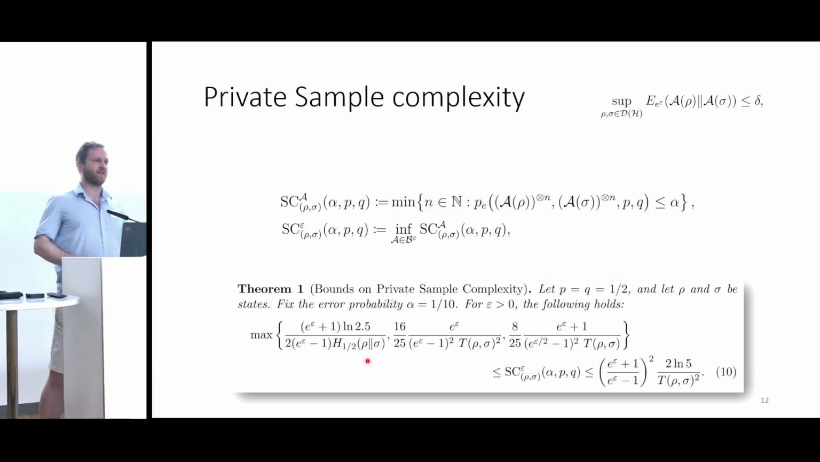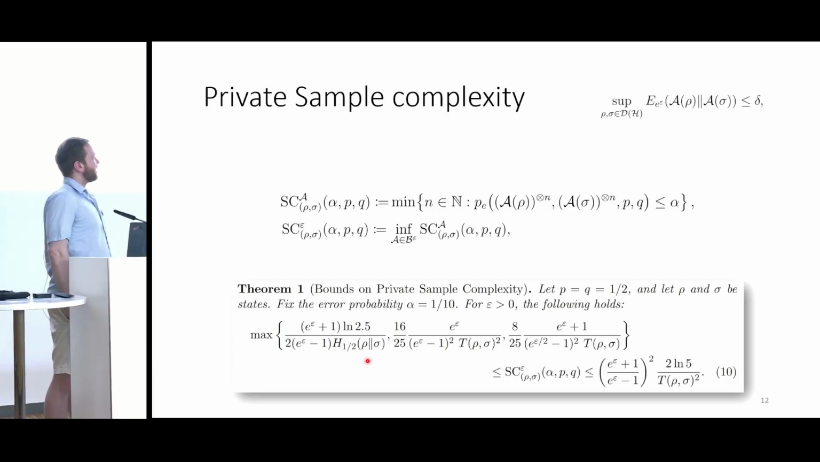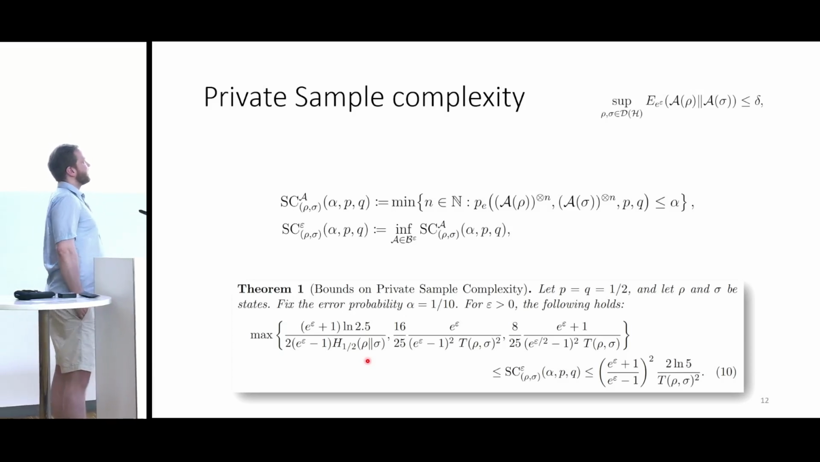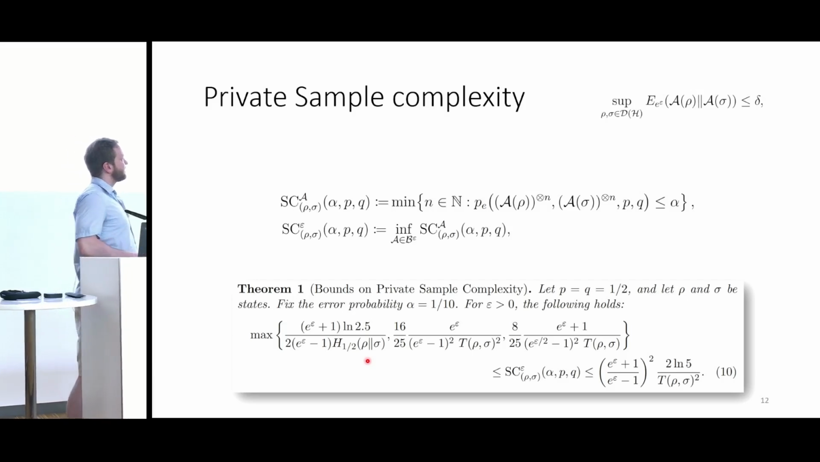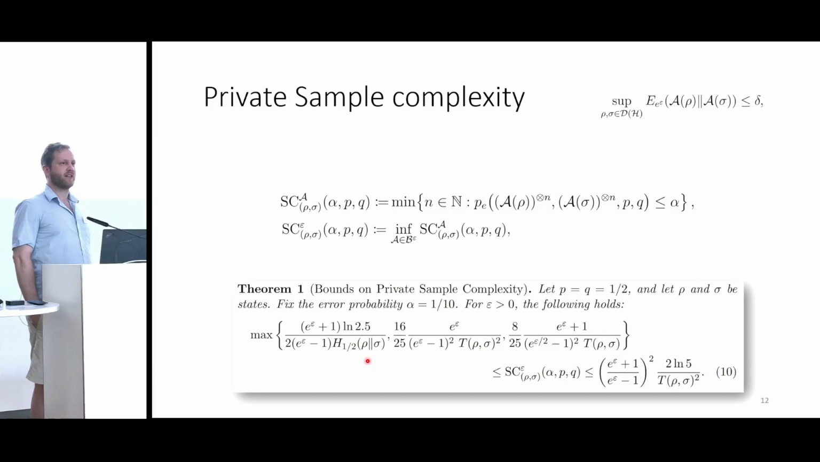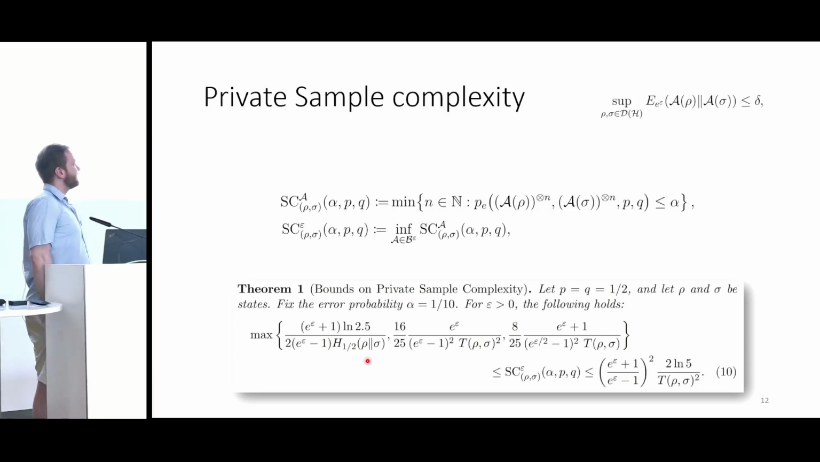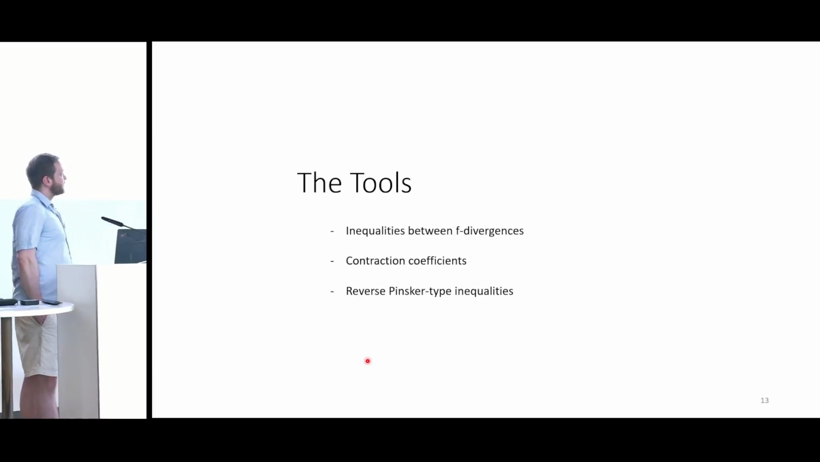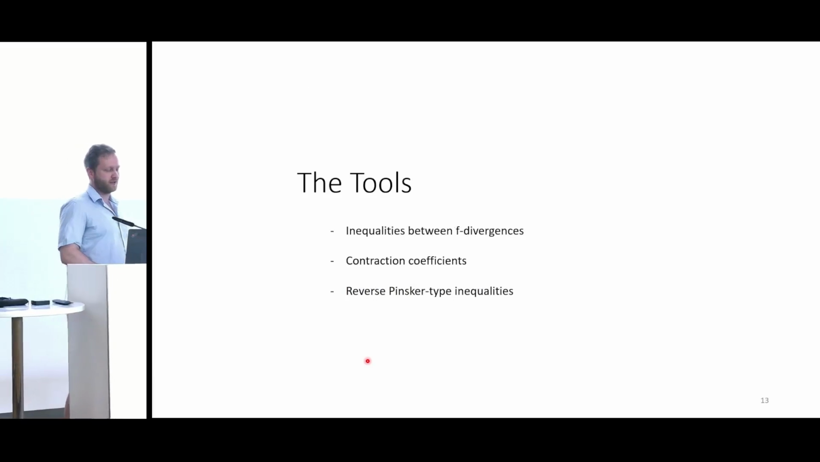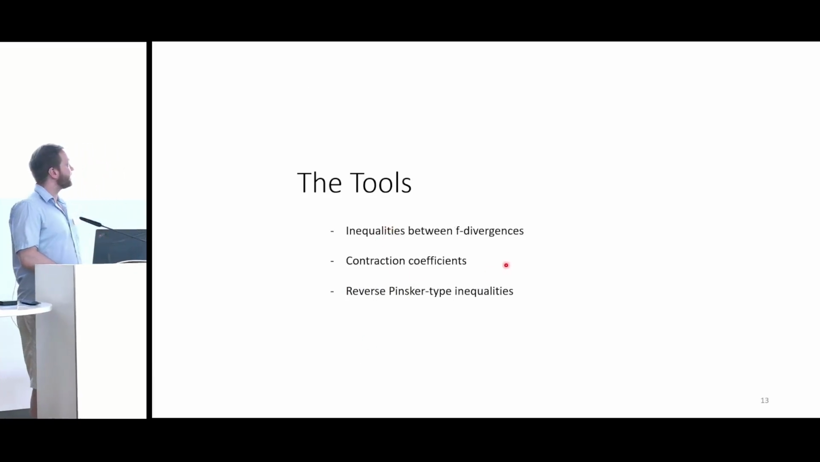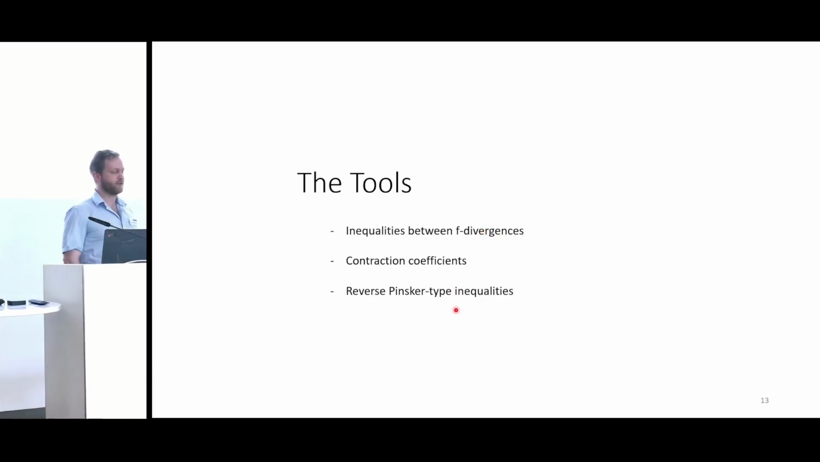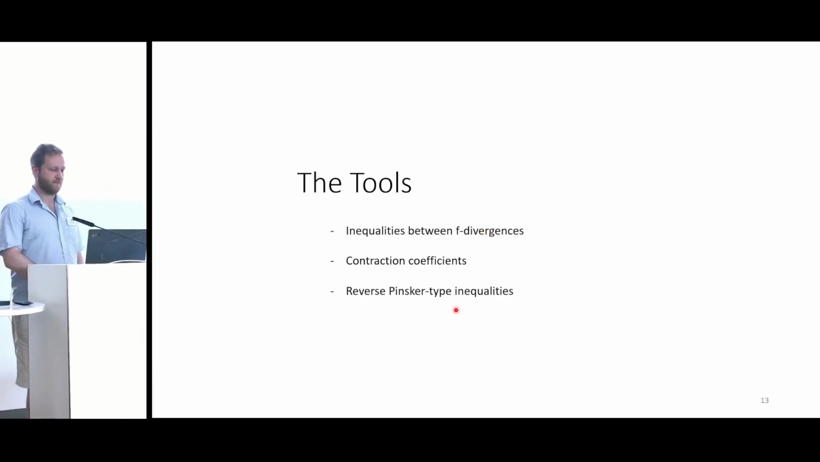Okay, so these are basically the results, and now I want to talk a bit about how to get to these results. I think this is almost the more interesting part of this talk, because we talk about a couple of tools that are not just interesting for proving these particular results, but possibly have a wider application also. So let's talk about a set of tools that in the two papers were used to come up with these results: inequalities between divergences, contraction coefficients, and new types of reverse Pinsker type inequalities.